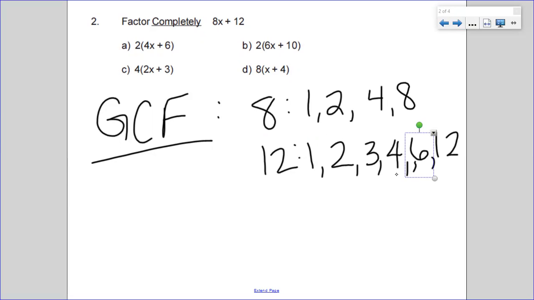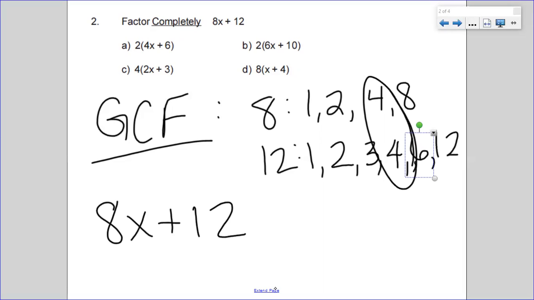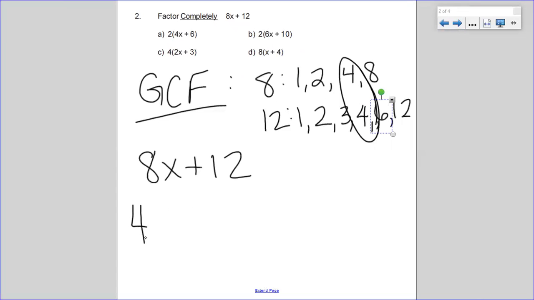Now, a lot of you chose 2 as your greatest common factor and you picked A. But look, there's a bigger one, 4. So what you should have done here was, if you had 8x plus 12, the greatest common factor is 4. So then you divide each of these terms by 4 instead of 2. So 8 divided by 4 is 2, and then you bring the x down, plus 12 divided by 4 is 3.